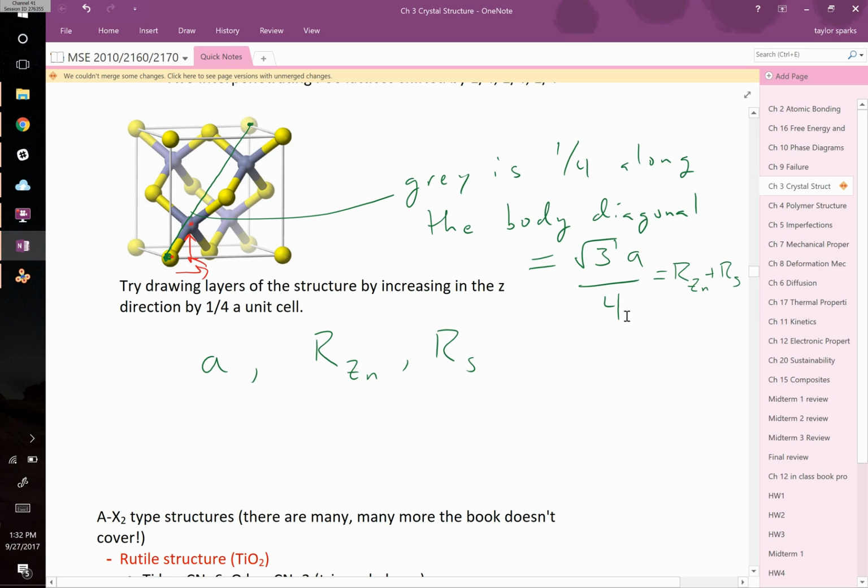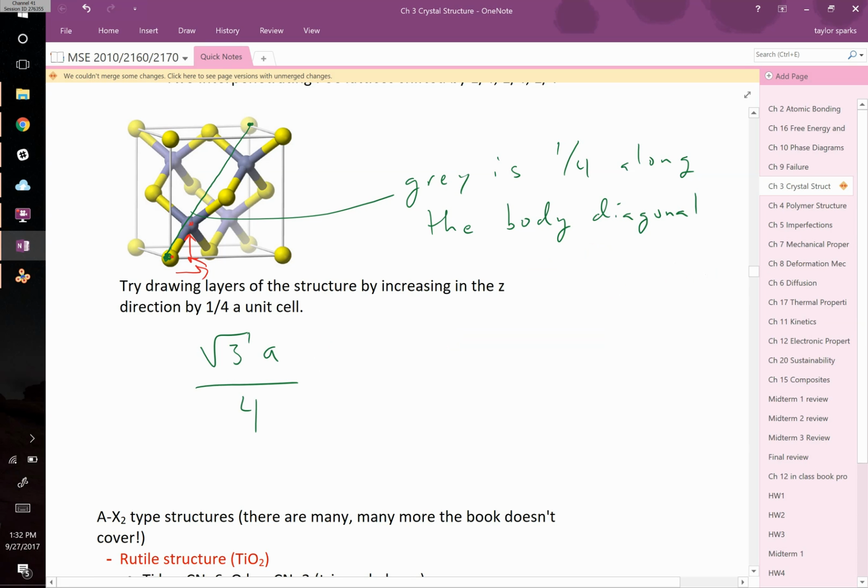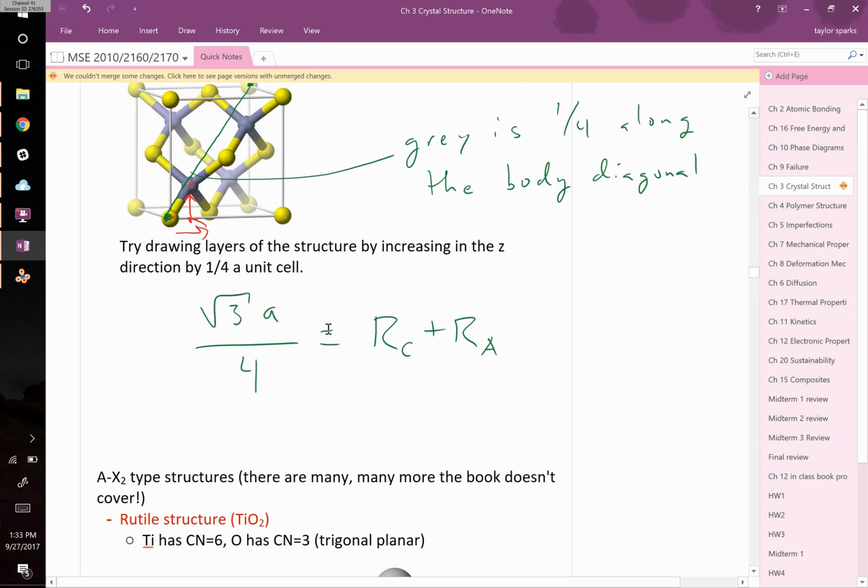Okay. Sorry, the square root of 3 times a. Let me just move this so I can write that a little clearer. Root 3 times the lattice parameter divided by 4, meaning a quarter of the way along that body diagonal, should be equal to the radius of your cation plus the radius of your anion. You could write zinc and sulfur, but this is a generic crystal structure type. More than just zinc sulfide crystallizes in this type. Okay, keep going. More mysteries of crystal structures.